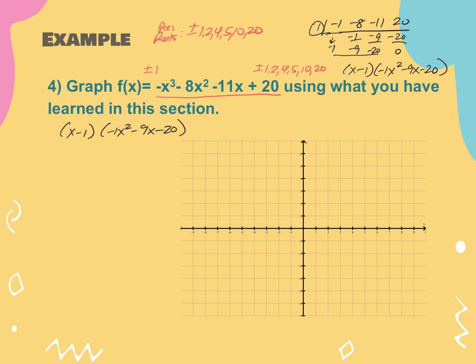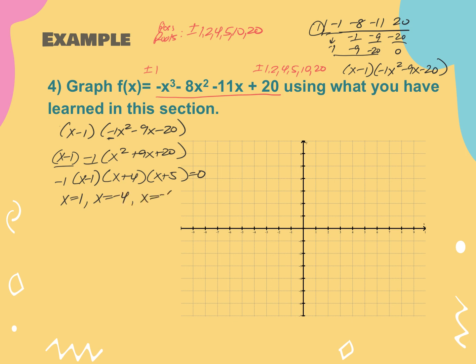So here I know that to factor, I have to have an a value. I don't want this negative here. So I'm going to pull this negative 1 out. I'm going to have x squared plus 9x plus 20. And I know that this factors to x plus 4 and x plus 5. This x minus 1 here comes down. And this negative 1 is a factor up here. Ultimately, it can be a factor, but it's not going to affect my solutions because I know that I'm going to have x equals 1, x equals negative 4, and x equals negative 5. So my intercepts are 1, 0, negative 4, 0, negative 5, 0.